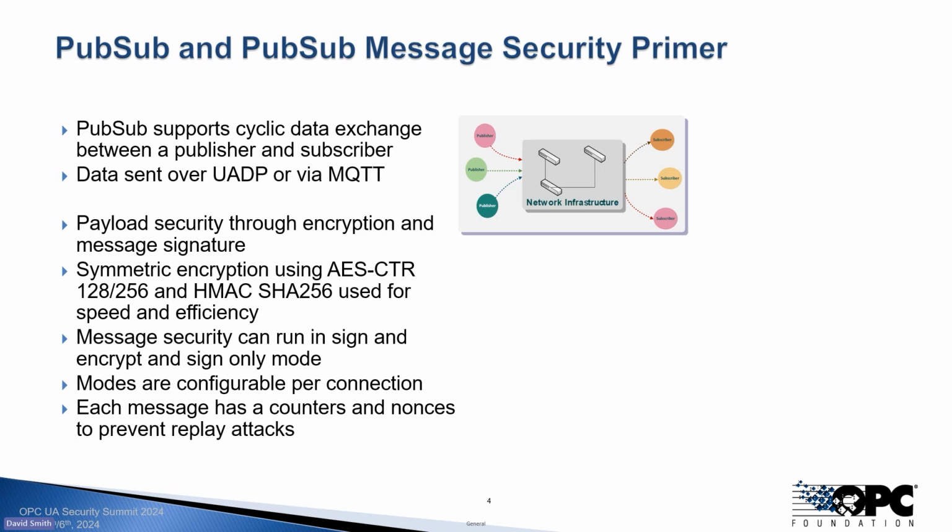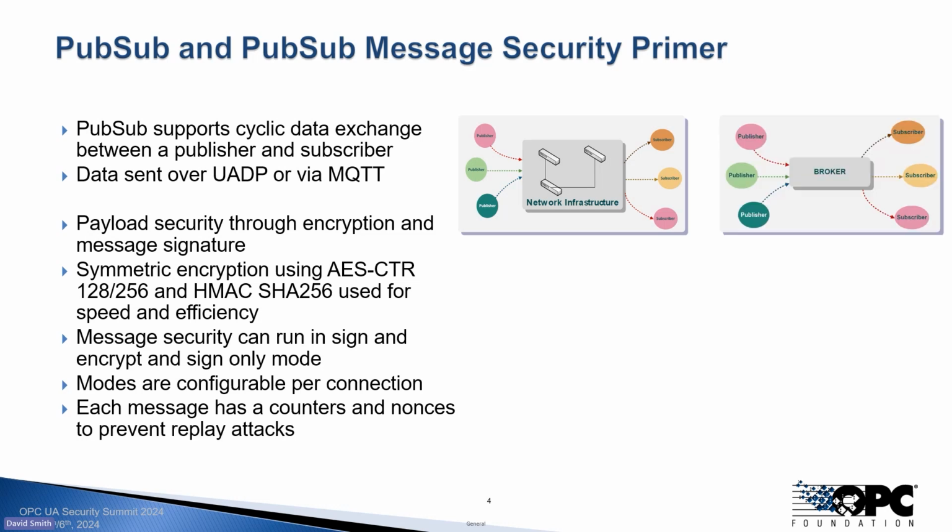Between endpoints, data can be sent through the network infrastructure. There's no need to do anything else. Just use UADP. If you are sending data to the cloud, PubSub messages can be sent through a broker using MQTT.